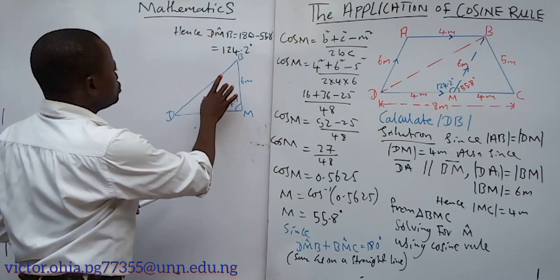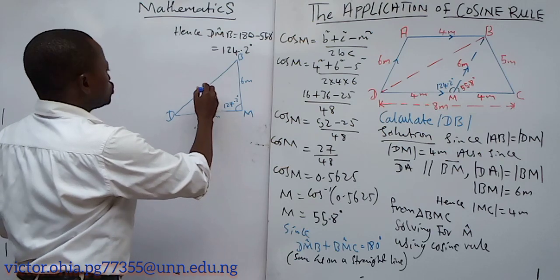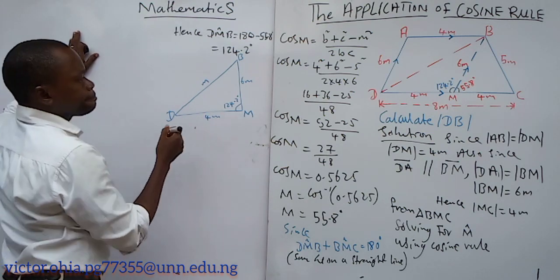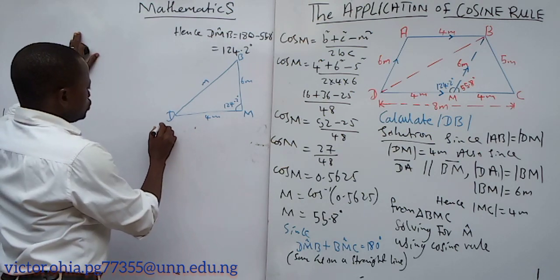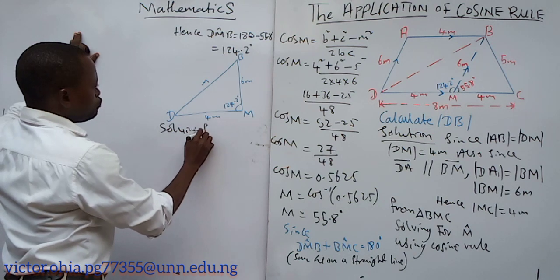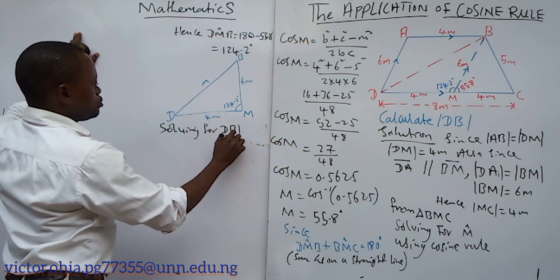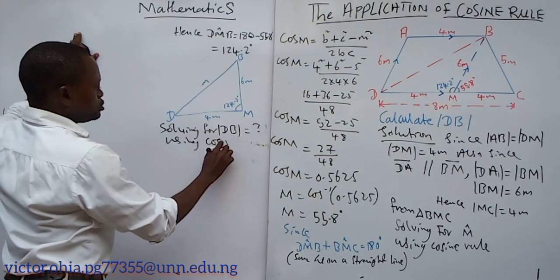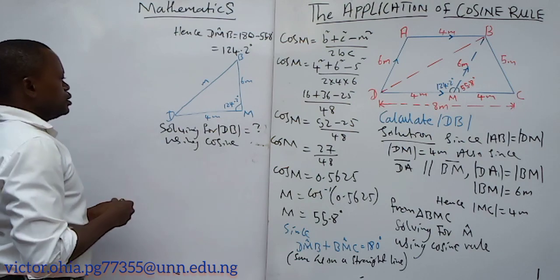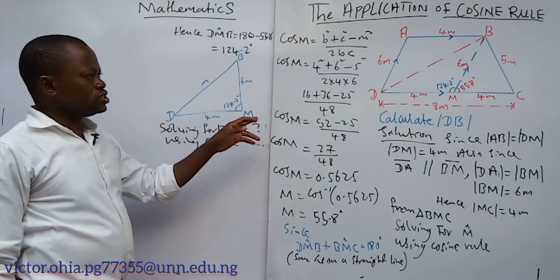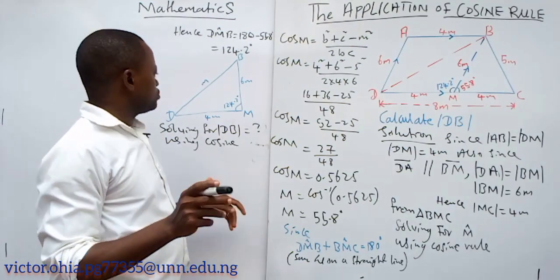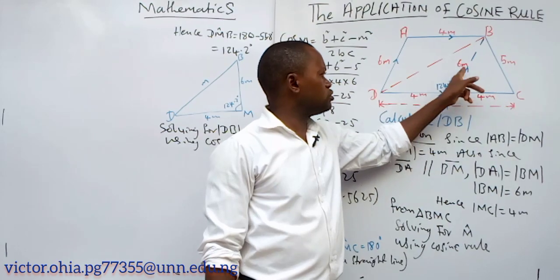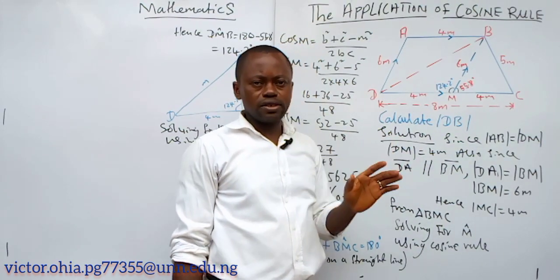So we are looking for small m. I can say solving for DB, question mark, using cosine rule. I may need to say why again. When you have in a triangle three sides available, no angle inside it, use cosine rule.